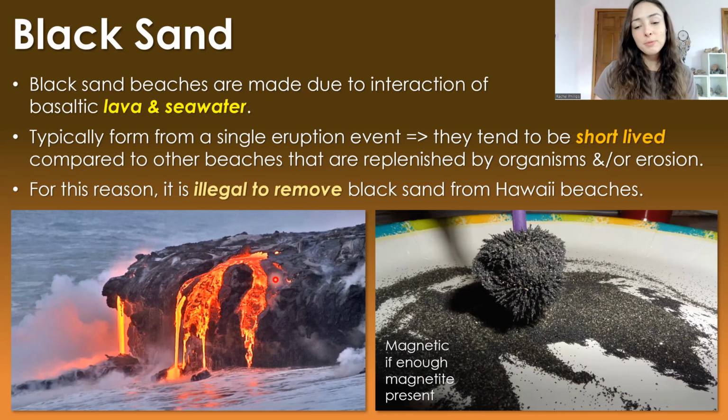Another cool tidbit about black sand is that if it contains enough magnetite, which is a dense iron mineral that can be present in basalts, then it may be magnetic. I don't know if you've ever played with magnetic sand, but you move around your magnet and the sand follows it. That's so cool to me. I loved that as a kid.